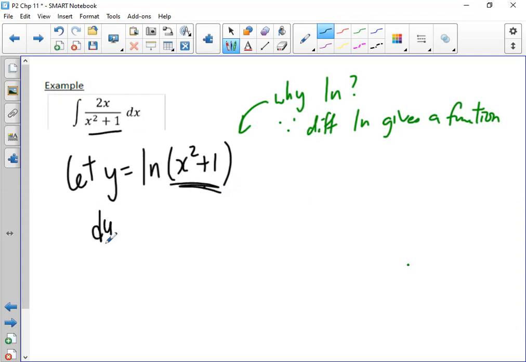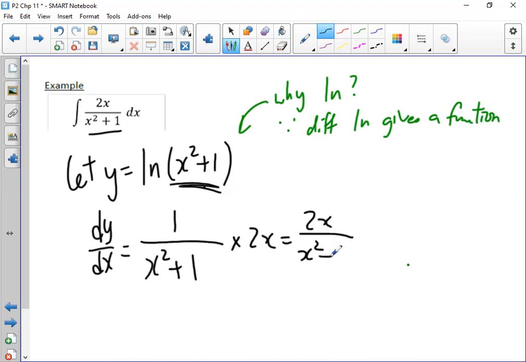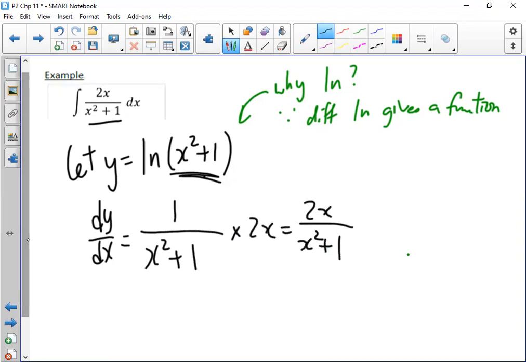So let's verify it. Let's differentiate it. Differentiating ln gives 1 over x squared plus 1. Differentiating x squared plus 1 gives 2x, which is 2x over x squared plus 1. Does it work? Well, exactly, it works. Do we have to balance anything? No, not at all, because once you verify it, you realize that it's exactly the same.